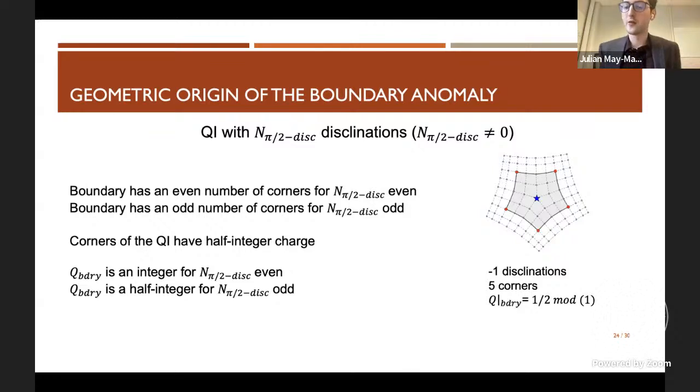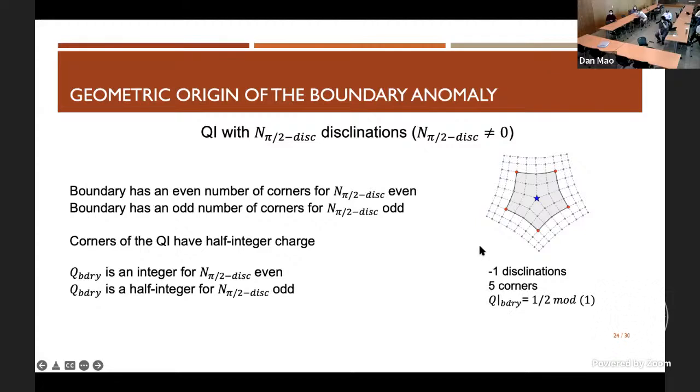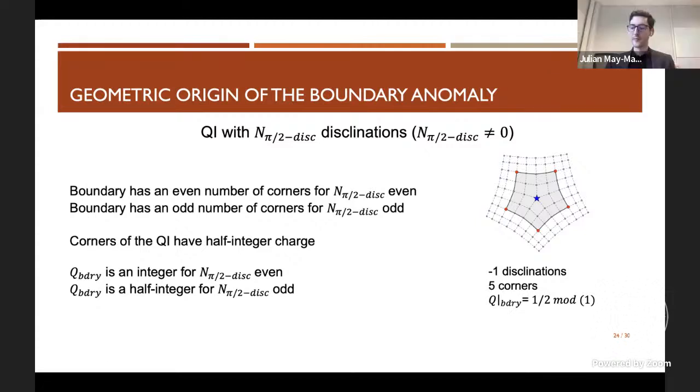So for example, we can now look at this picture here, which has a -pi/2 or a -1 disclination in the bulk. And you can see that to go around this system, we have to turn basically 5 times, where we form corners. Each of these corners is then going to have exactly half an integer of charge, leading us to a net half integer of charge at the boundary of our quadrupole insulator. This is exactly what we understand from this equation right here.